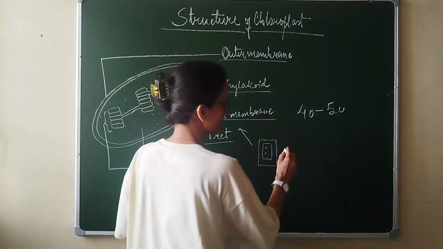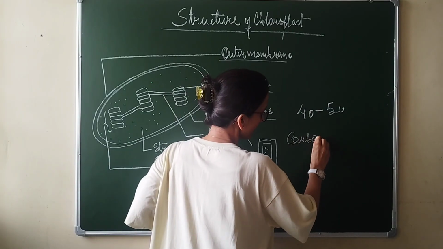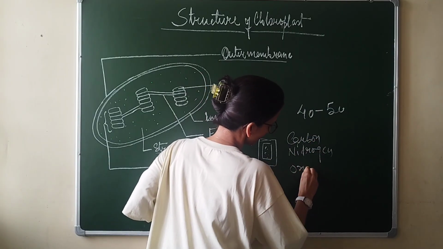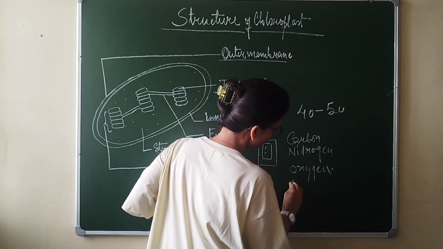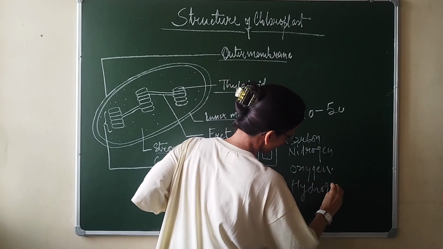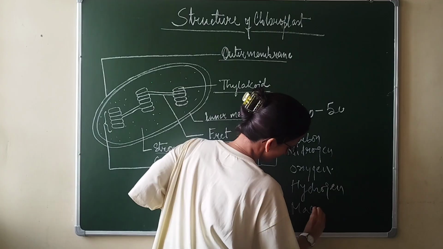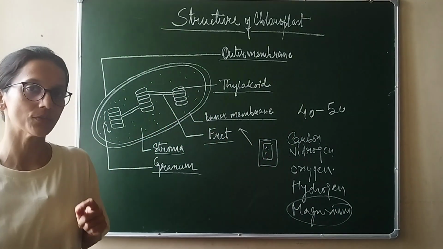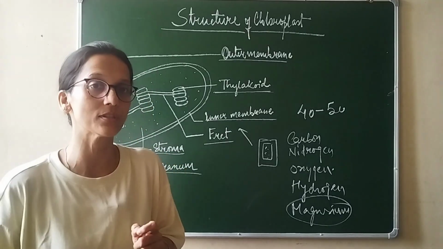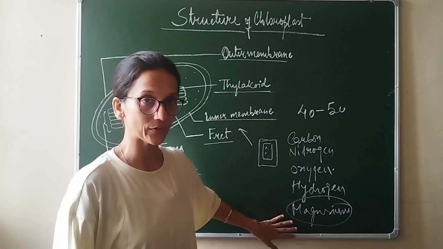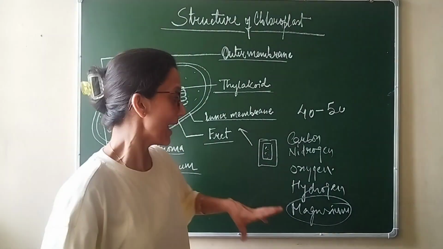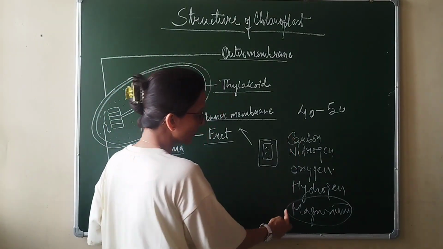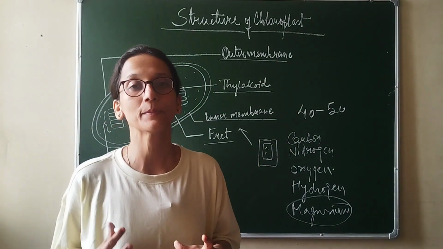The pigment chlorophyll is made up of carbon, nitrogen, oxygen, hydrogen, magnesium. So you need to remember this magnesium because it is often asked which substance is essential for making chlorophyll. One of them is magnesium. And now you are also able to understand why, if there is a deficiency of any of these things, then the plant will not be able to survive.